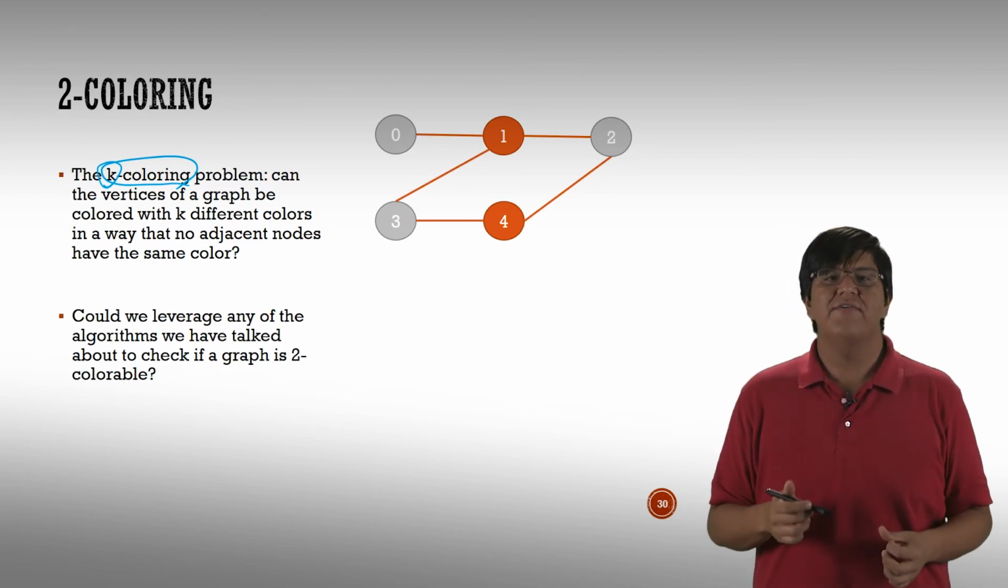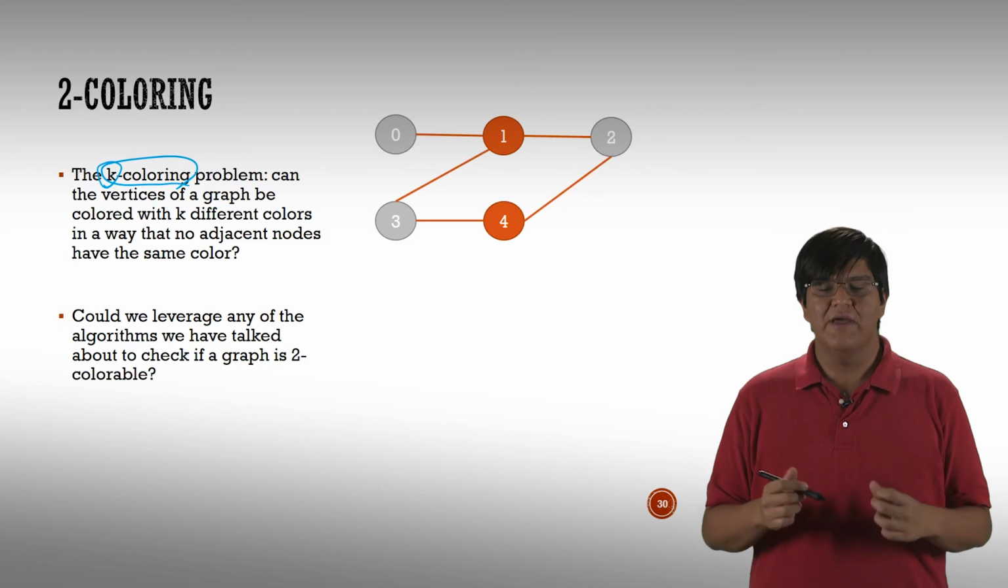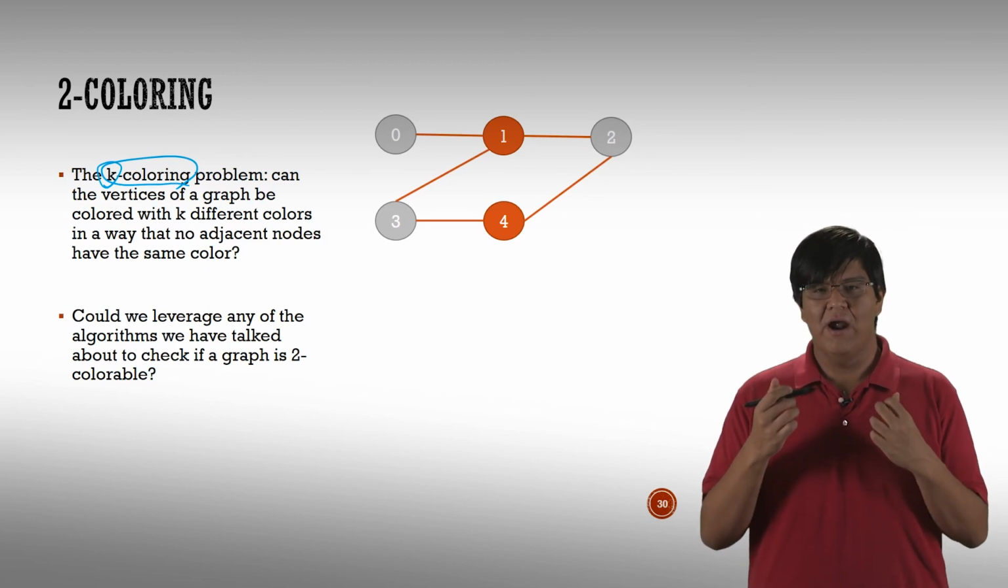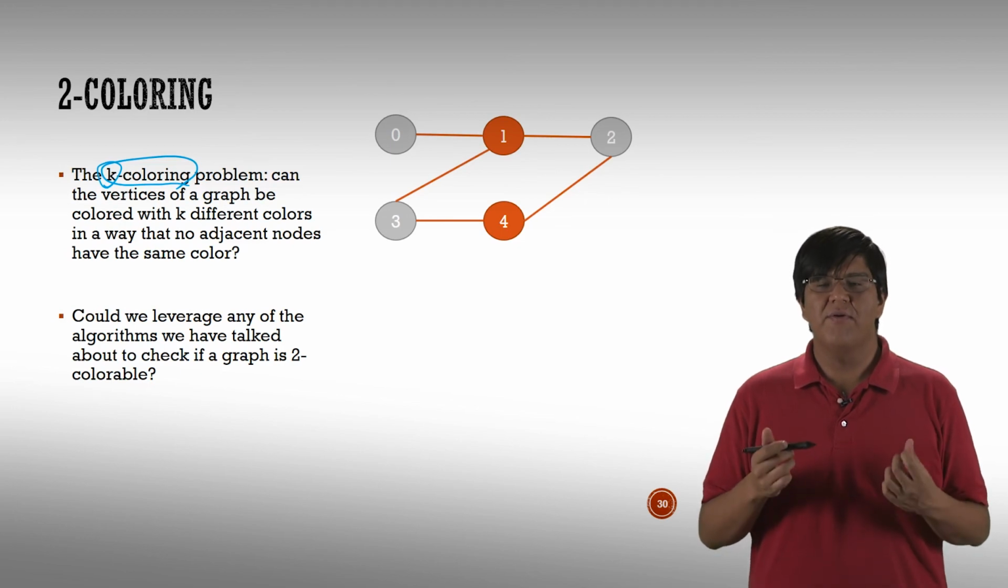All right, so that's all I got for two-coloring. This is another application of using our algorithms, DFS and BFS, to solve a problem that's more on the theoretical side. It's more on the graph theory side.